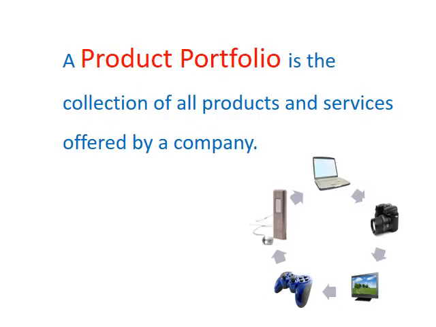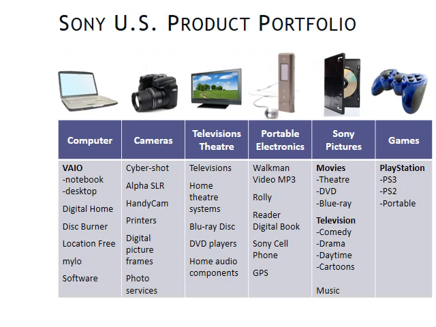If you think about any brand that you know of or the company that makes it, they have what is called a product portfolio, which is a collection of all the products and services that are offered by that company. Let's take a look at Sony's product portfolio. Here, Sony sells computers, cameras, televisions, portable electronics. They have Sony Pictures, they have games, and inside each one of these they have different products that fit within that line. So this is all of Sony's US product portfolio. And organizations have to be able to manage their product portfolio so that they're going to be better off overall for the company.